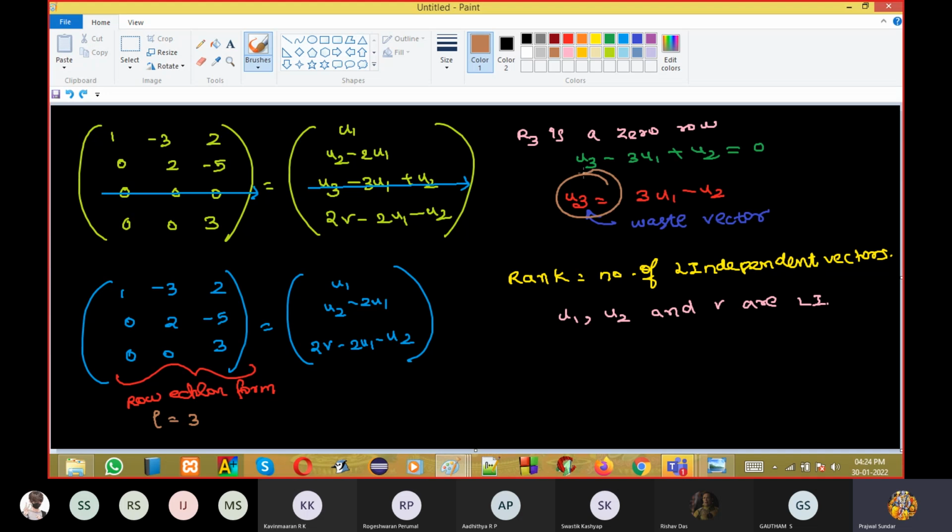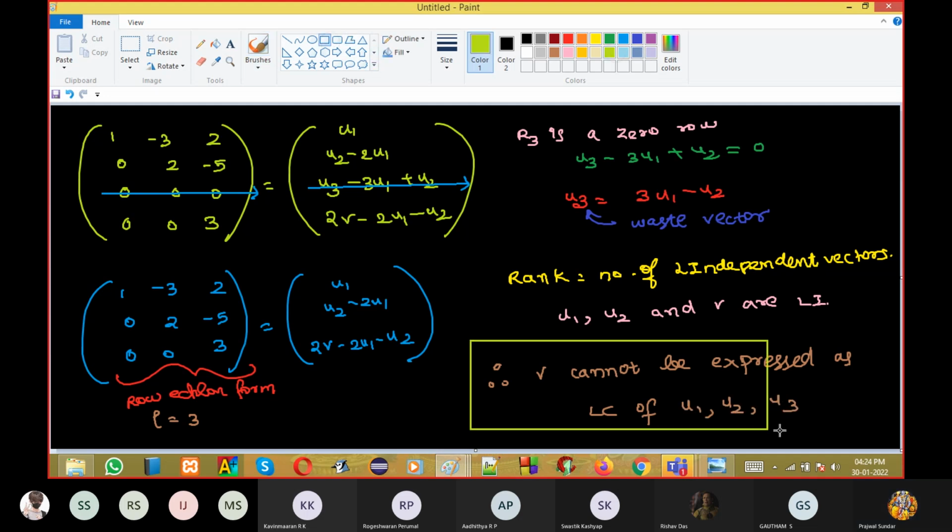And U3 is a waste. U3 is dependent on these two, so you don't even have to talk about it. Only U1, U2 we will talk about. And they are linearly independent, because the rank is 3, row echelon form 3. So obviously it's not possible. Okay, so the conclusion is that v cannot be expressed as a linear combination of U1, U2, U3. That's it. This is the conclusion.